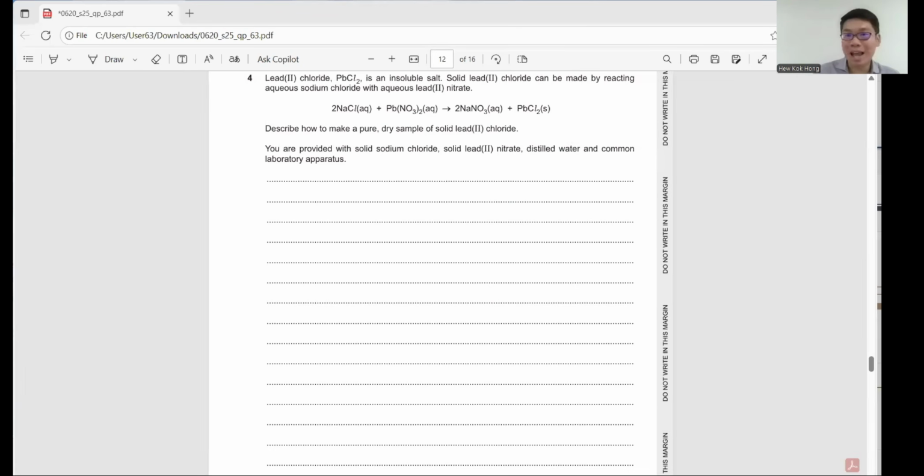Question number 4 is planning an experiment. They say lead chloride is an insoluble salt. Solid lead chloride can be made by reacting aqueous sodium chloride and lead nitrate. So we can make this by adding these two, and this is an insoluble salt. It's very easy to make as long as we have these two solutions. We mix them, then a precipitate forms, then we just filter it. We have this residue. Make sure we rinse with distilled water to remove any other soluble salts on it. Then we just dry with filter paper. Then we can get the pure dry sample of solid lead chloride. So now we just write it down.